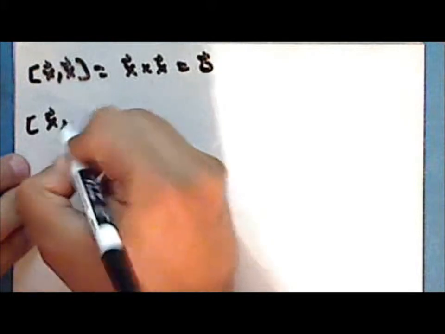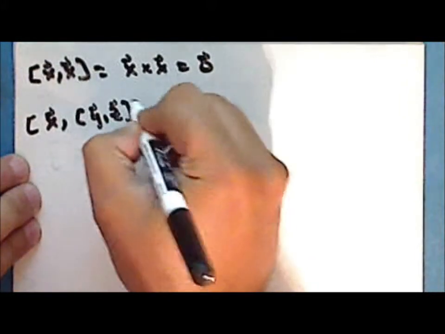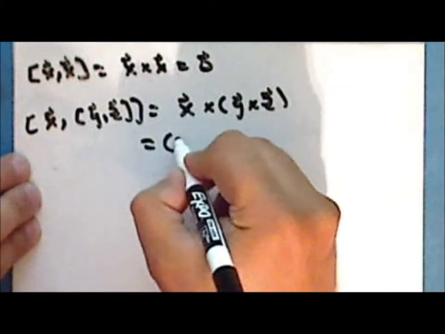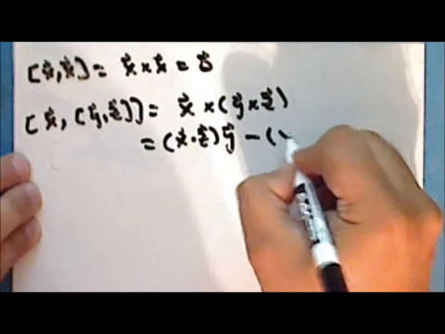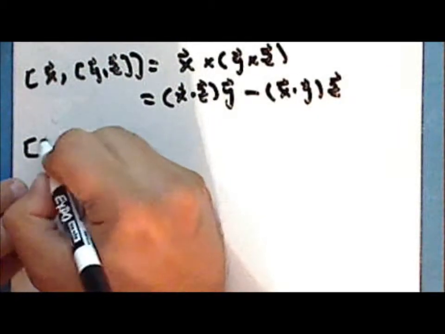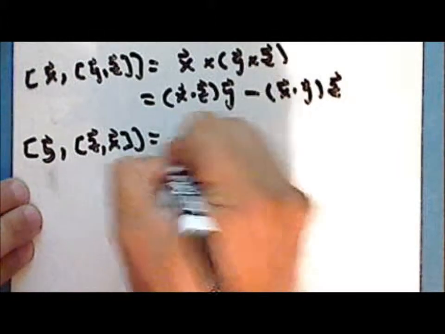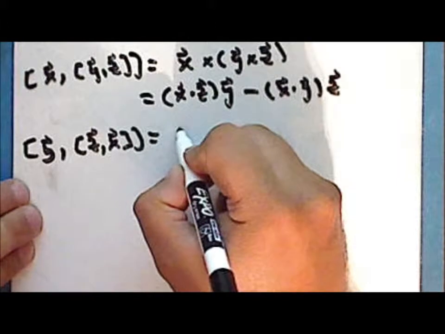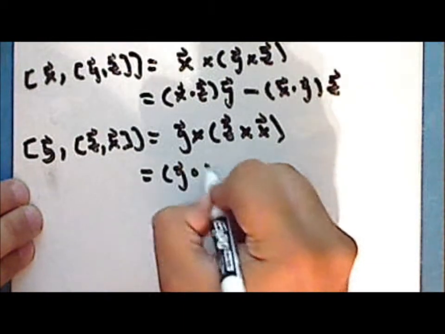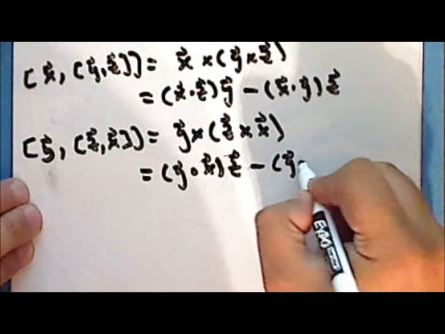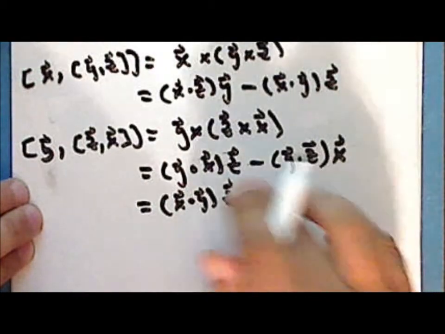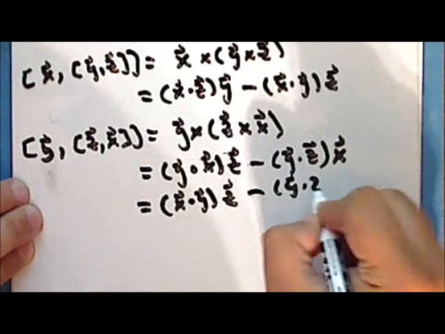Now the Lie bracket x and the Lie bracket yz is the triple vector product x cross the quantity y cross z, which is the scalar x dot z times the vector y minus the scalar x dot y times the vector z. The Lie bracket y and the Lie bracket zx is the product y cross the quantity z cross x, which is the scalar y dot x times the vector z minus the scalar y dot z times the vector x, which is the same as x dot y times the vector z minus y dot z times the vector x.